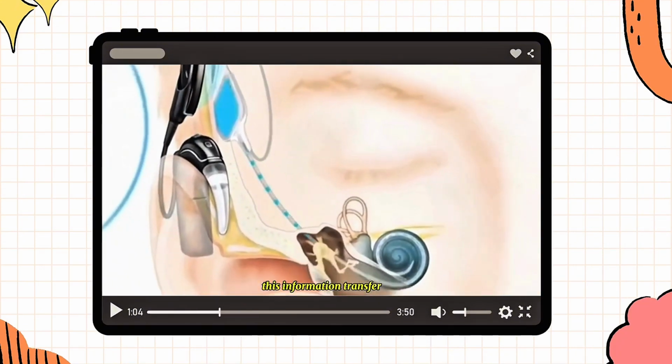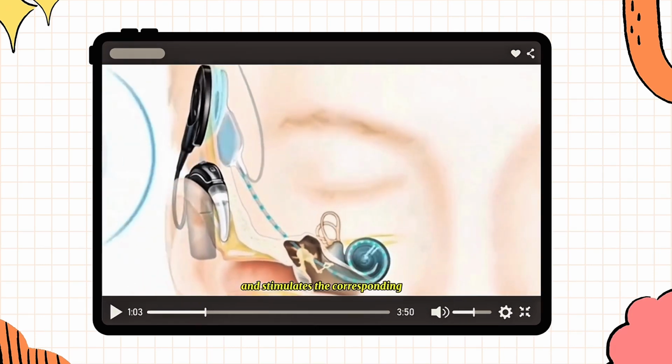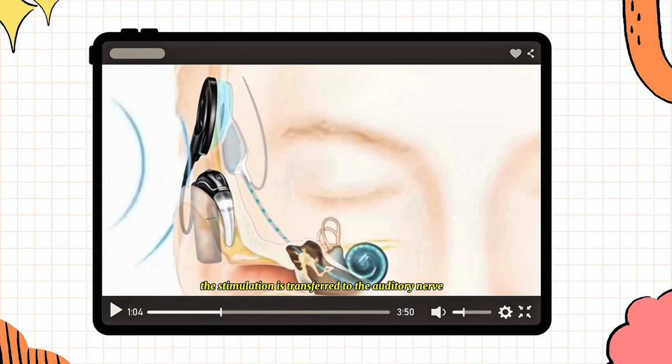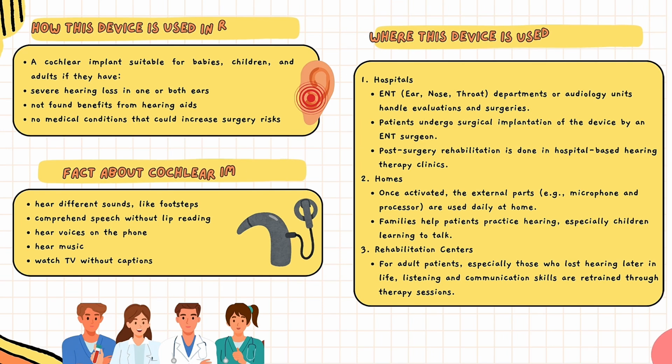This information transfer from the external components is powered by the connection between the outside and inside magnet. The electrode array receives the pattern and sounds collected by the processor and stimulates the corresponding pitches in the cochlea. The stimulation is transferred to the auditory nerve where it travels to the brain, allowing you to hear. Do you guys know how this device is used in real life? A cochlear implant is suitable for babies, children, and adults if they have severe hearing loss in one or both ears, or they have not found benefits from hearing aids, or there are no medical conditions that could increase surgery risk. Where is this device used in real life?